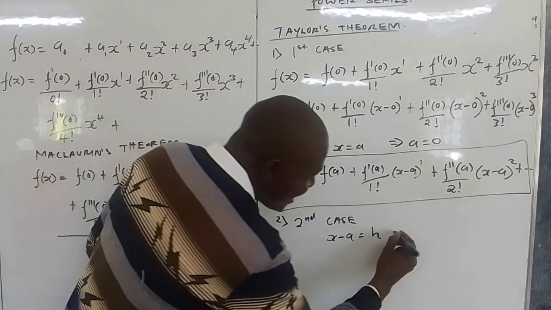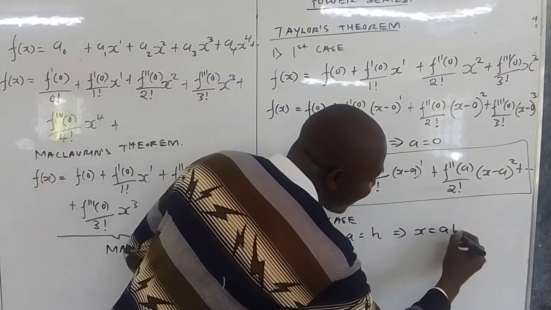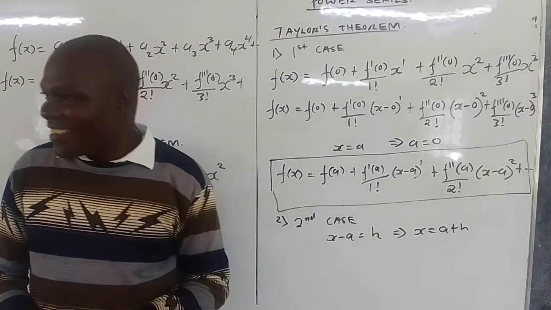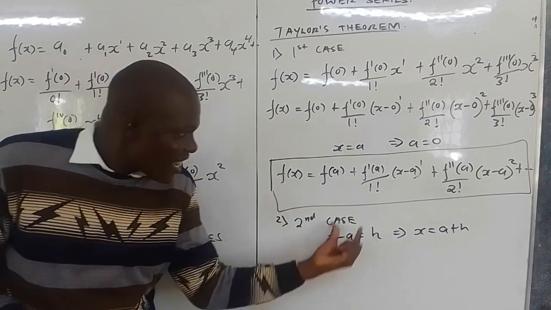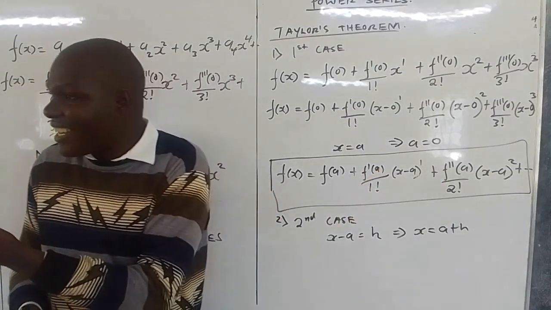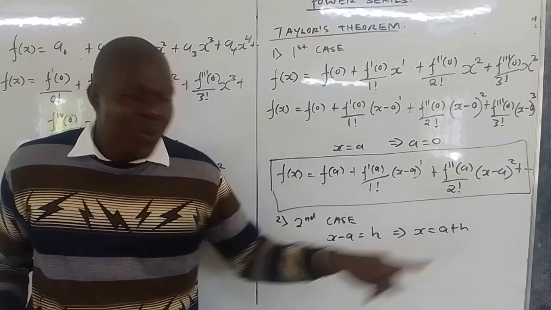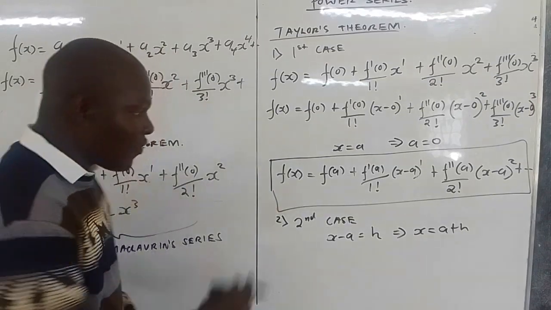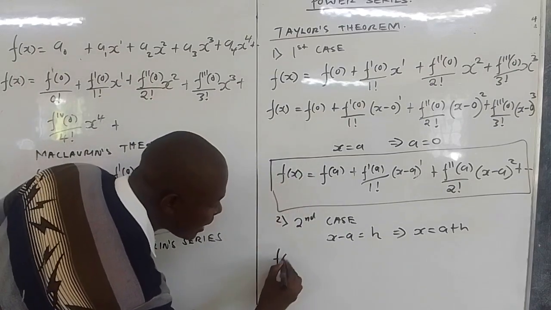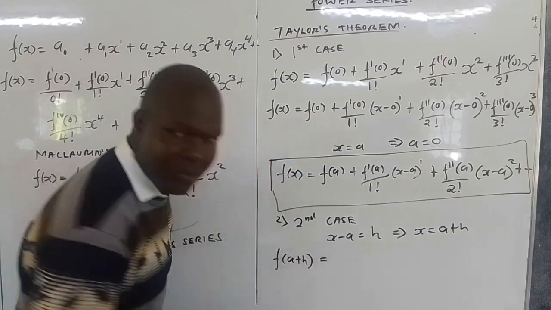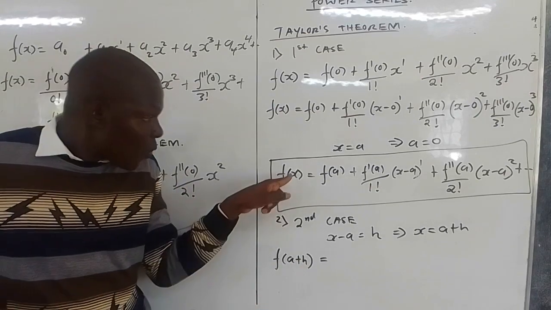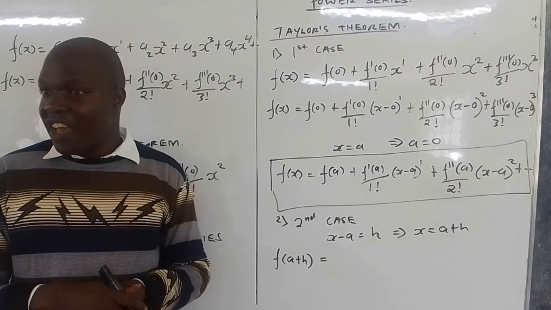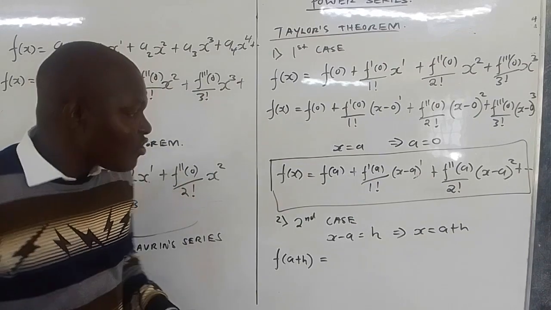You make x the subject of the formula. Meaning anywhere you see x, you put, because a going the other side, you get x to be a plus h. So it means anywhere we see this x minus a, we substitute it with h, isn't it? And anywhere we see this x, we put what? So this is f of x. It now becomes what? F of a plus h. Because where there is x, you put the value of x, which is a plus h. Are you seeing that?